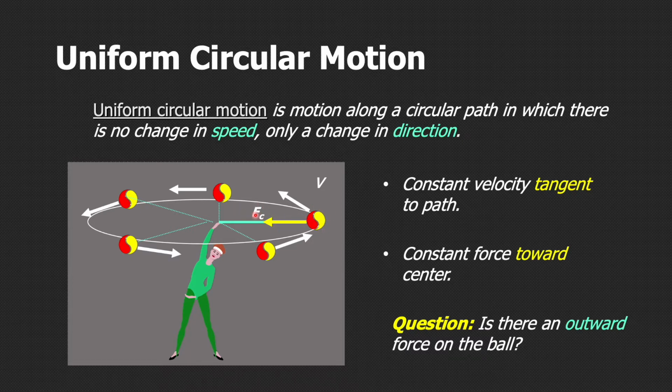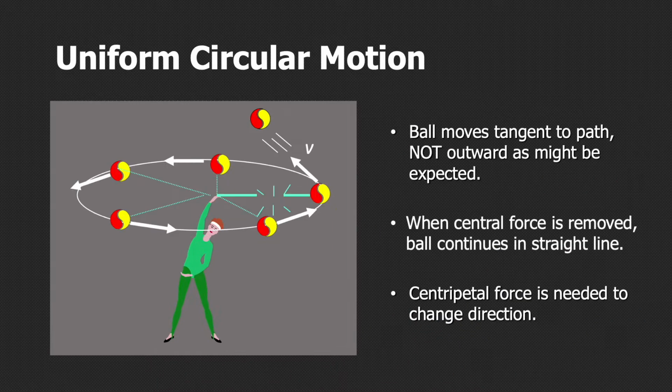As you can see here, Fc represents the force that is applied on this object, which is directed towards this center point. Now the question is, if we have an inward force, is there an outward force on the object or this ball? The question of an outward force can be resolved by asking what happens when the string breaks. Now the ball moves out tangent to the path, not outward, as might be expected. So it's not like this, that's the wrong way. The ball is moving this way.